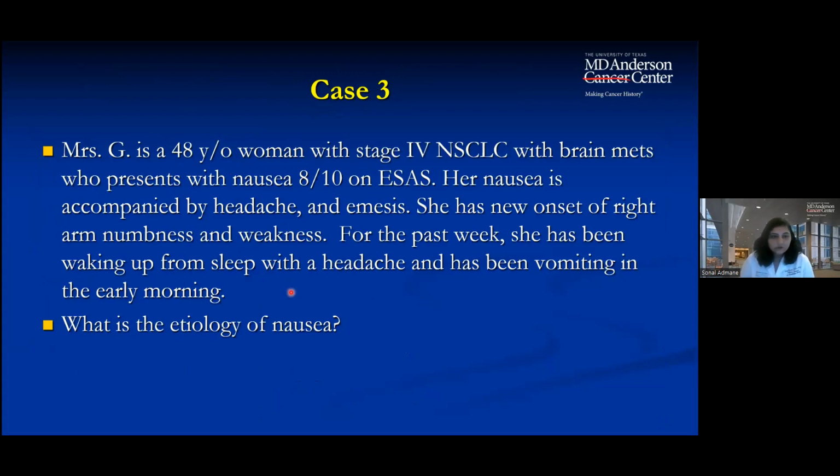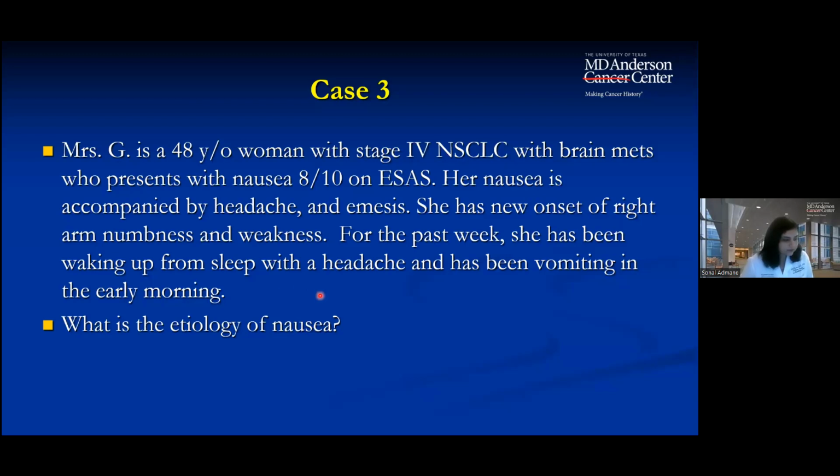Mrs. G is a 48-year-old woman with stage 4 non-small cell lung cancer with brain mets, and she comes in with complaints of nausea and vomiting. It's also associated with headache, and she also has new right arm numbness and weakness. For the past 1 week, she's been waking up with a headache and usually has nausea and vomiting early in the morning. So what is the likely etiology of nausea in this case?